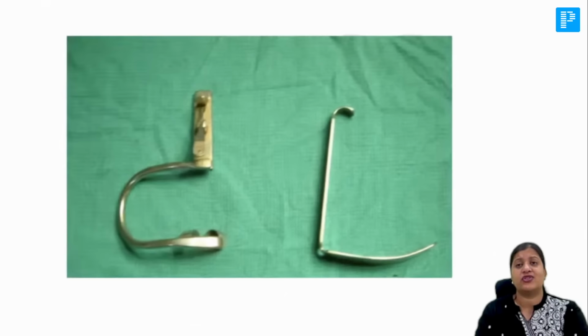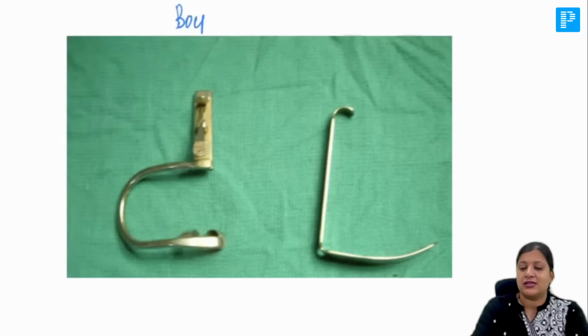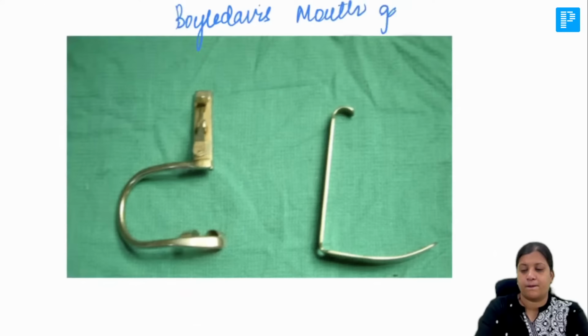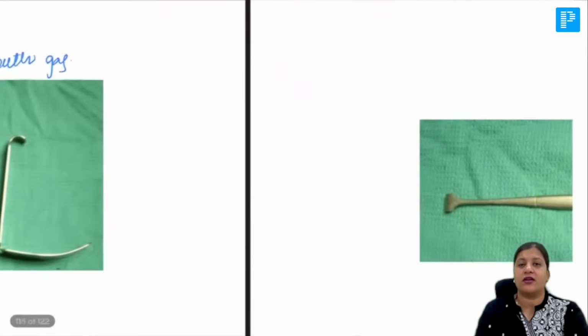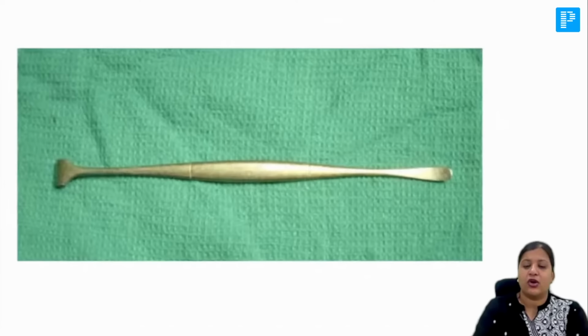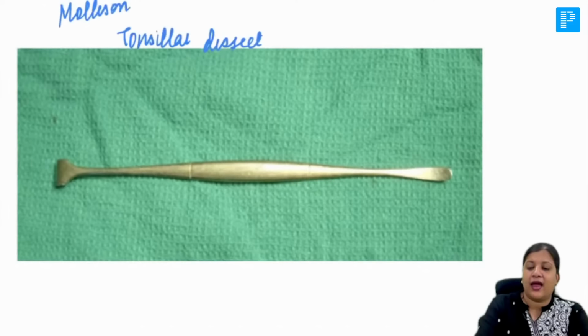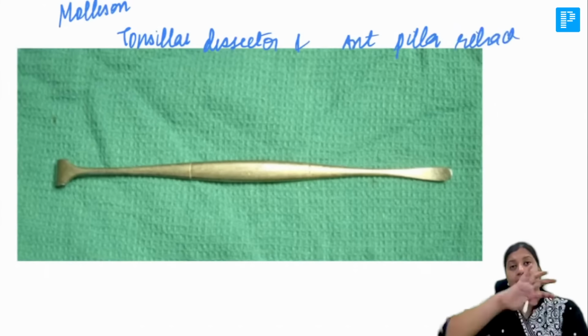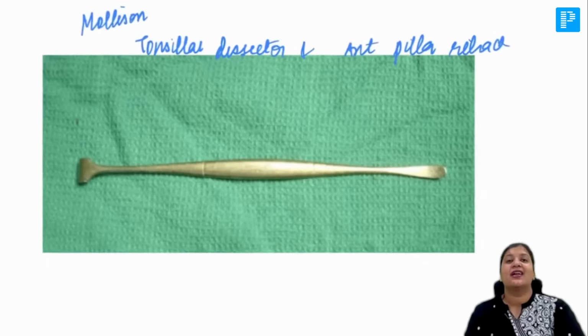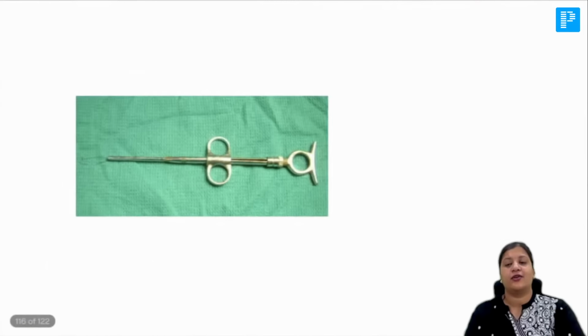Now, coming to the instruments, what is the name of this gag? What is this gag called as, which is commonly used for tonsillectomy, adenoidectomy, or any other oropharyngeal procedure? This is called as Boyle-Davis mouth gag. There are different tongue blades, a slotted one, non-slotted one. This is your tonsillar dissector, Mollison's tonsillar dissector, and anterior pillar retractor. So this will help me dissect the tonsil from its bed. We call it as Mollison's anterior pillar retractor and tonsillar dissector.